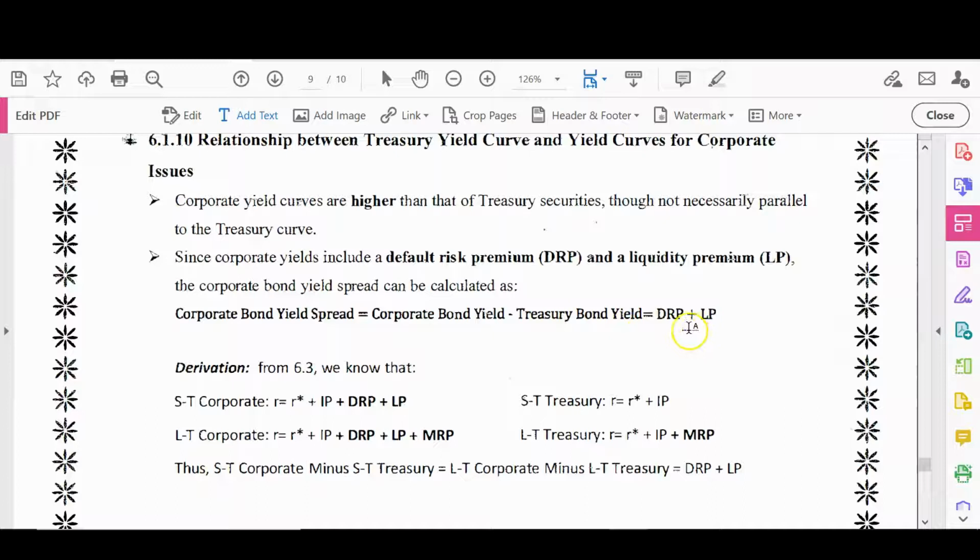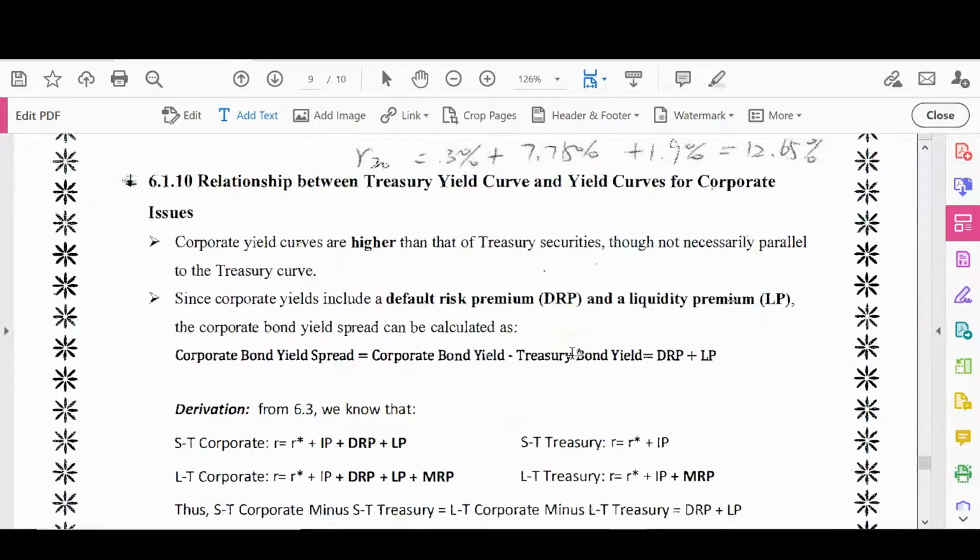And the difference is just the premiums that only the corporate bond has and the treasury bond does not have, which are the default risk premium and liquidity premium. So the sum of DRP and LP, we can call the corporate bond yield spread, the difference between corporate and treasury bond. Alternatively, we can derive it from 6.3.